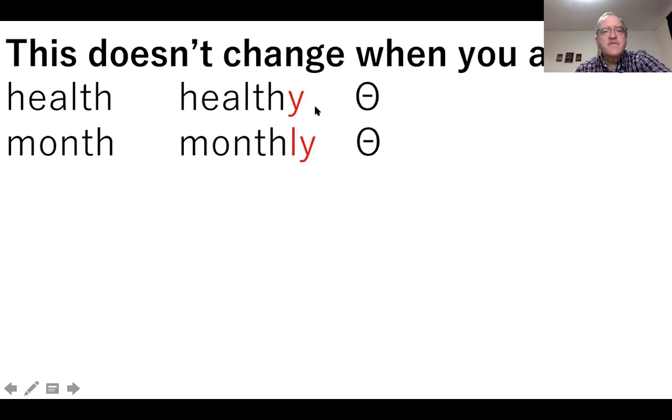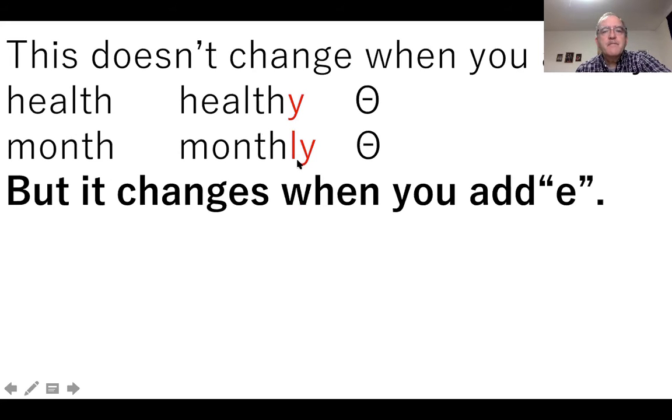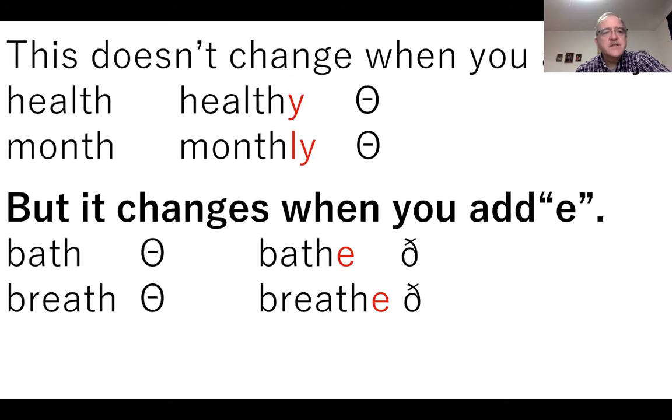Now, here's a special rule. If we take one of these words with TH at the end and we add a Y or an LY, it looks like it's in the middle, but actually it keeps the no voice. Healthy, monthly, okay? But if you add an E, it adds voice. It changes to voice. So bath becomes bathe. Breath becomes breathe. Okay? So add a Y or an LY and it remains no voice. Add an E and it changes to voice. That's very important.